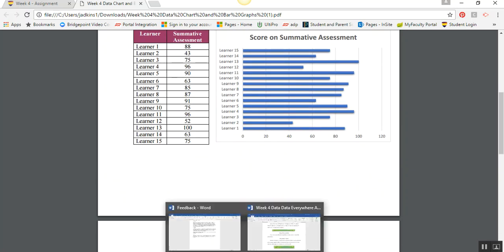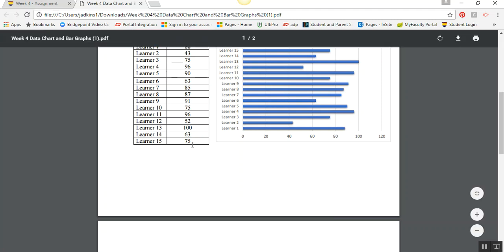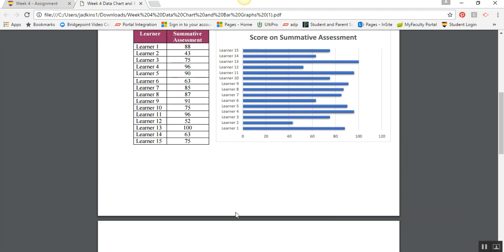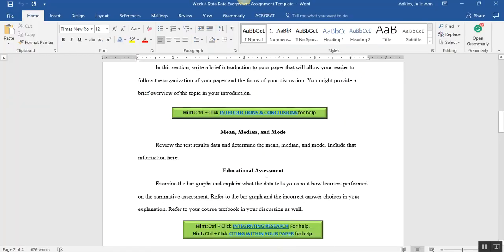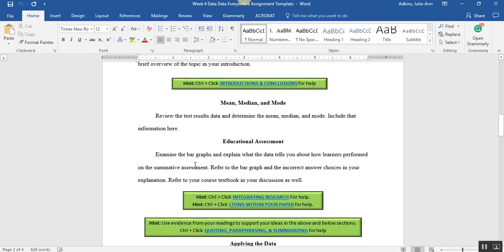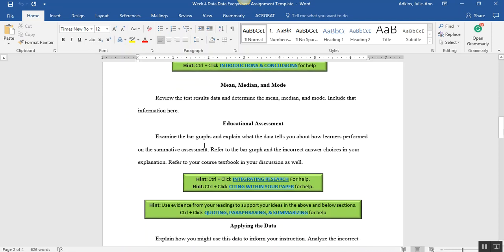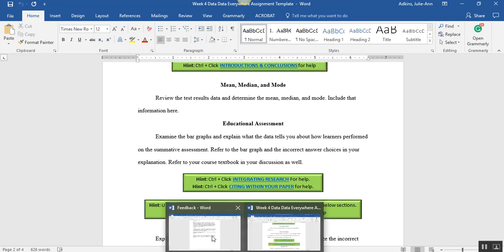So let's go back here. Here is where you're going to find the mean, median, and mode. If you don't remember how to find that, you can easily Google it. It also shares that information in the course text. So all you need to do is list mean, median, and mode and tell me what those are. Then the educational assessment. You're going to examine the bar graphs and explain what the data tells you about how learners performed on the summative assessment. Refer to the bar graph and the incorrect answer choices in your explanation, and also make reference to the course text.